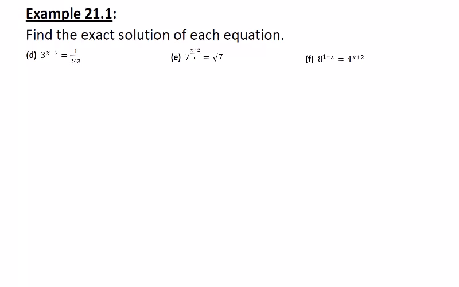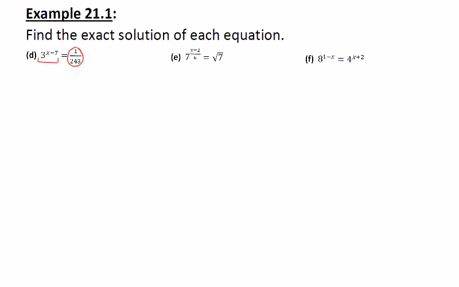Example 21.1 says find the exact solution of each equation, and we're going to continue with parts D, E, and F here. This is going to be more use of the one-to-one property. So let's take a look at part D. We have 3 to the x minus 7 is equal to 1 over 243.